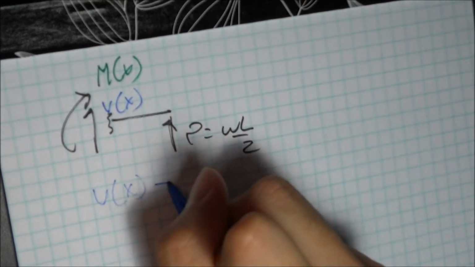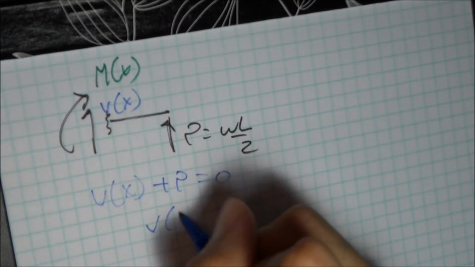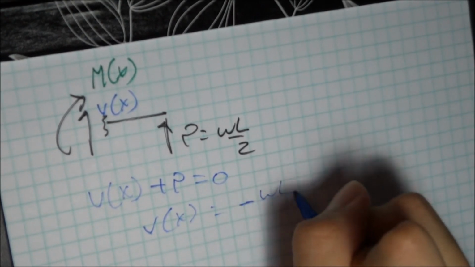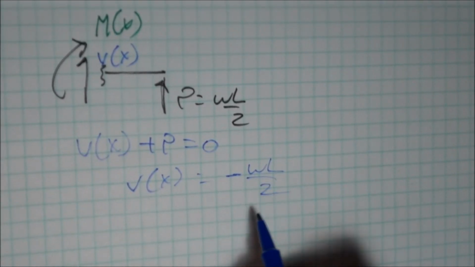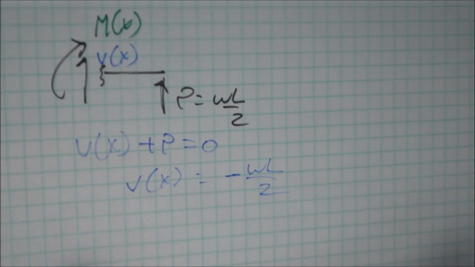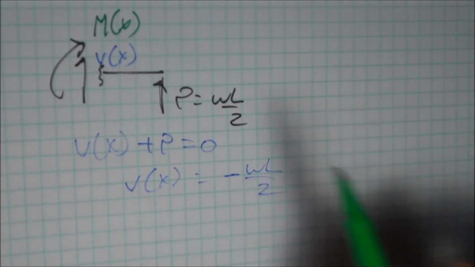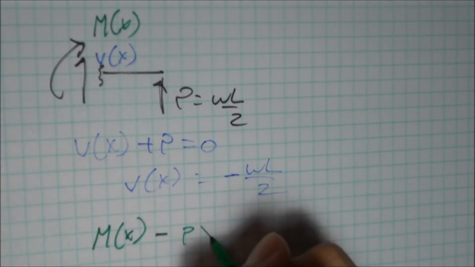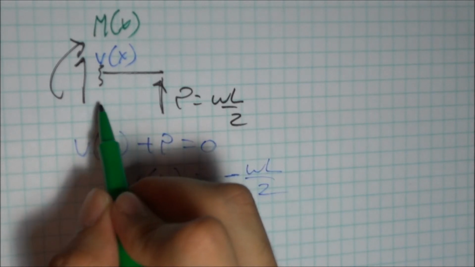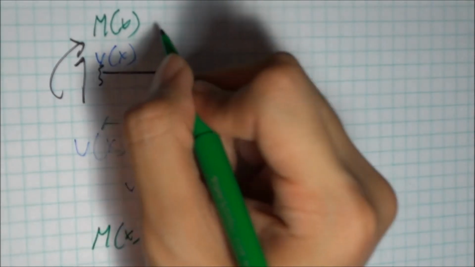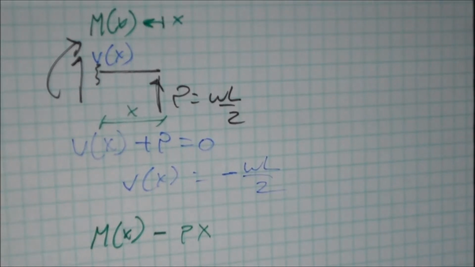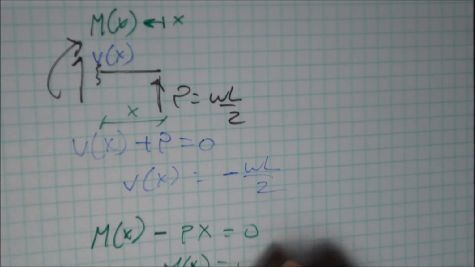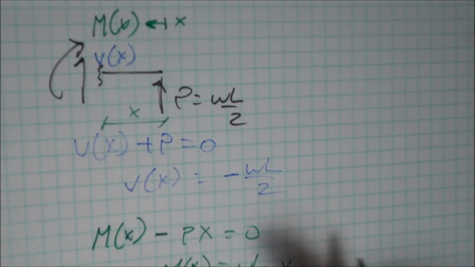And my equation is just going to be V of x plus P equals 0. V of x equals negative WL over 2. There's no x term. In other words, my graph will be constant. If I look at M of x, minus Px, right? The force times the distance. This is x. My x is starting from here. Minus Px will be 0. M of x equals L over 2 times x.